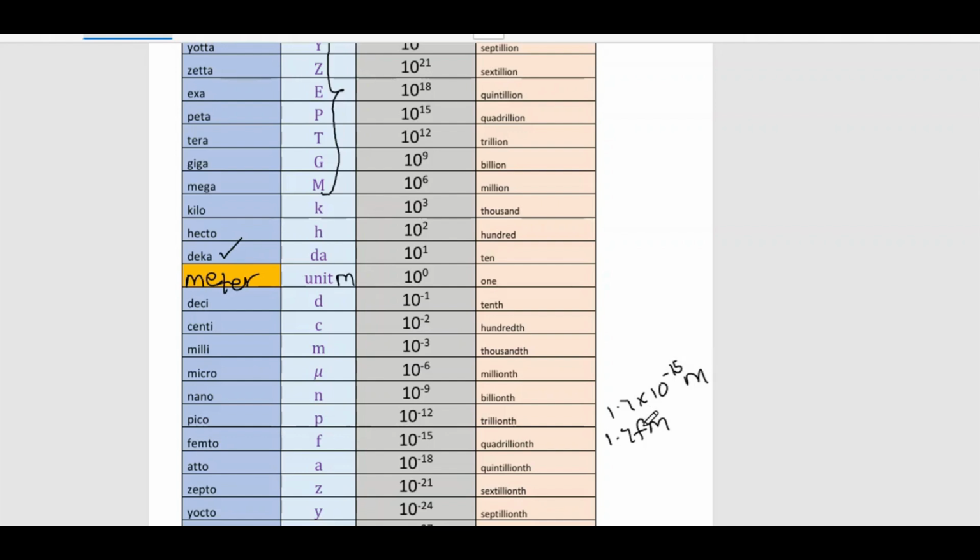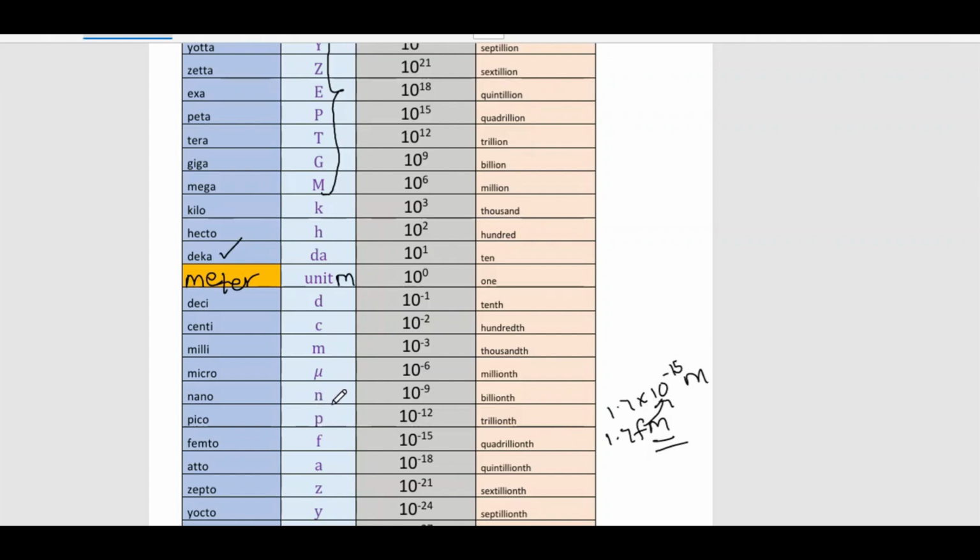Because now F is the symbol for this. This is the factor for femto, but the symbol for femto is F. The base unit remains meter, so the length is still measured in meters here. As you can see, if we replace F with its factor, which is 10 power negative 15, this is relatively small.